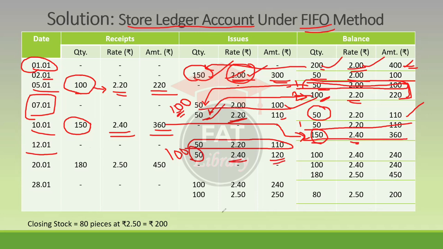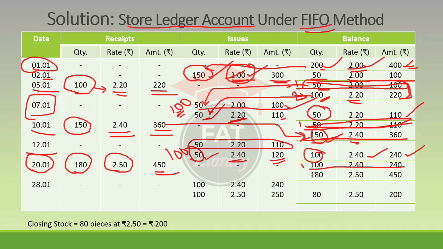So 120 is the total amount. And what is the balance remaining now? Out of this 150, 50 units we have issued and we have a balance of 100 units now, at 2 rupee 40 paise, and 240 rupees is the total amount. Again, on 20th of January, they are purchasing 180 units for 2 rupee 50 paise. So 450 is the total amount. Likewise, the first stock, the old stock, we will write as a balance, and this is the second stock which we are receiving now. This also we will write under balance.